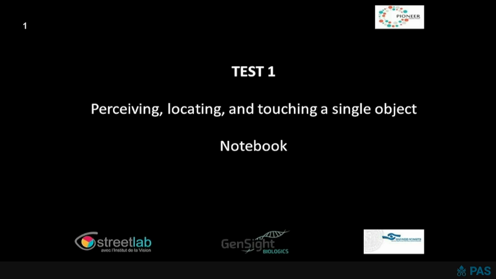So the task of this first patient is to perceive, locate, and touch an object. And each of these are very different tasks. The perceive is say, well, I see something. The locate is which part of the table it is. And the third one is actually the motor action. And each of them is very, very different, as you will see.